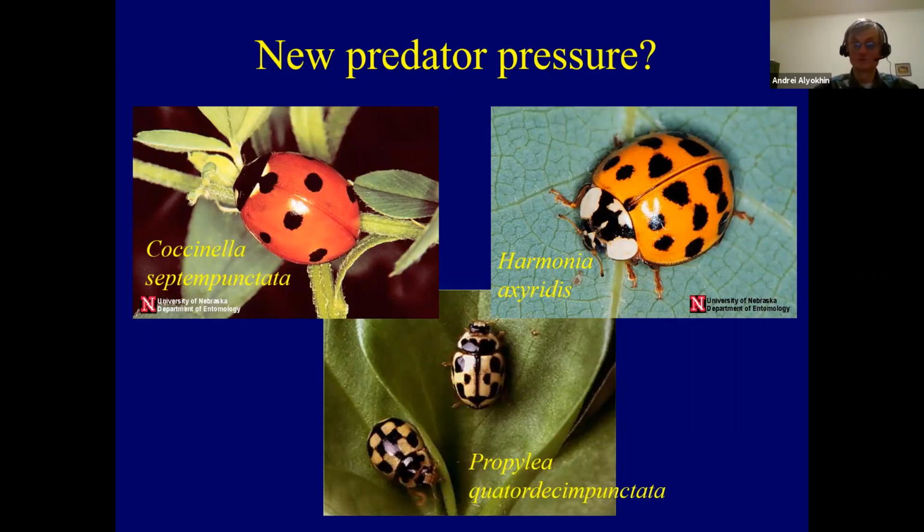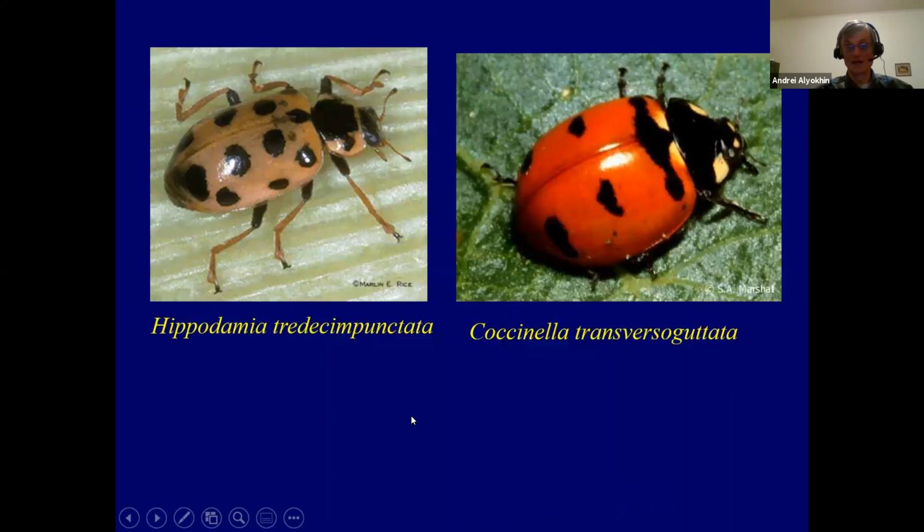So another factor we looked at are predators, and these are 3 lady beetle species which are not native to North America. Coccinella septempunctata, Harmonia axyridis, which is known to everybody probably by now, and then Propylea quaternodecimpunctata. And these are the 2 native species which used to be dominant, Hypodermia tridecimpunctata and Coccinella transversa guttata.